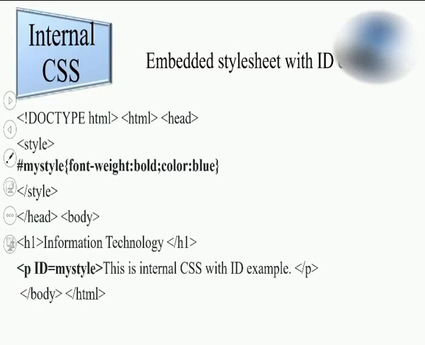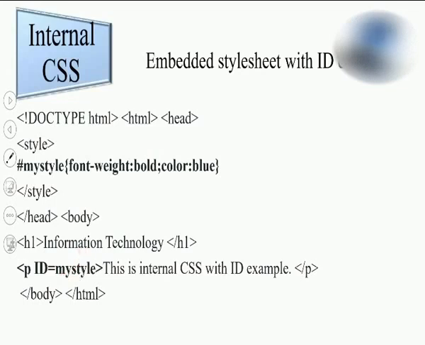So here hash my style is the ID I have created over here. So here the name of the ID I gave is my style. So hash is a symbol used for creating the declaration of this ID. Now I wrote, followed by this, a property font weight which will make the text bold, whichever I will specify for this, and color blue. So I have specified this for the paragraph now instead of the heading tag.